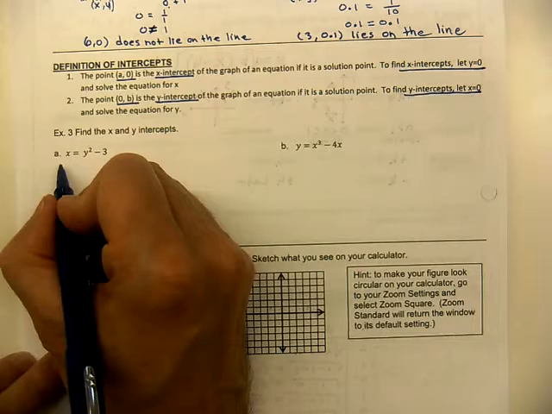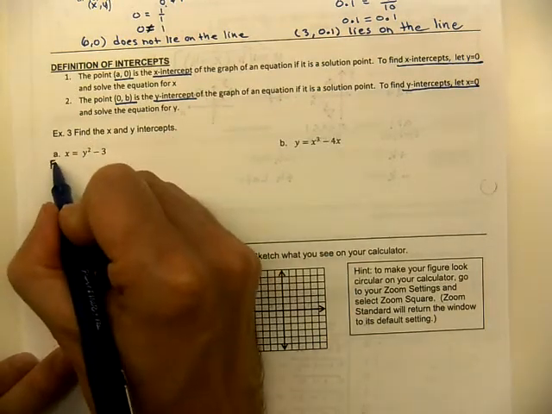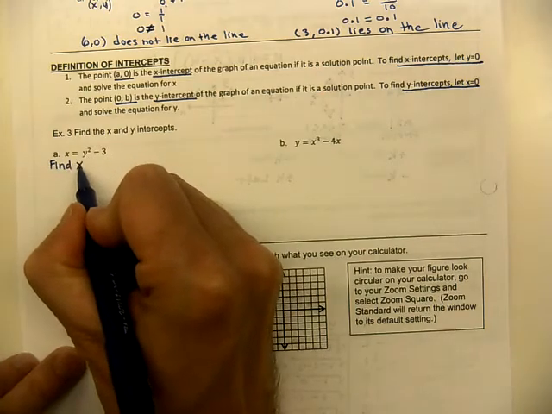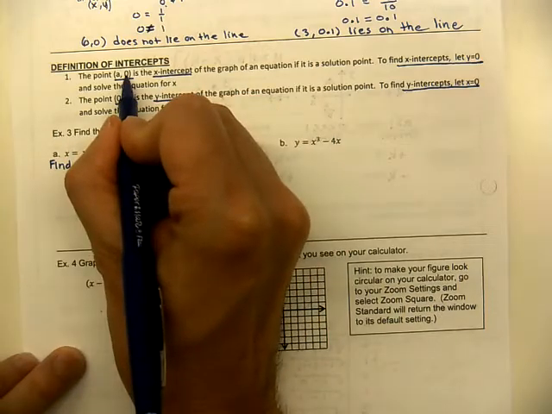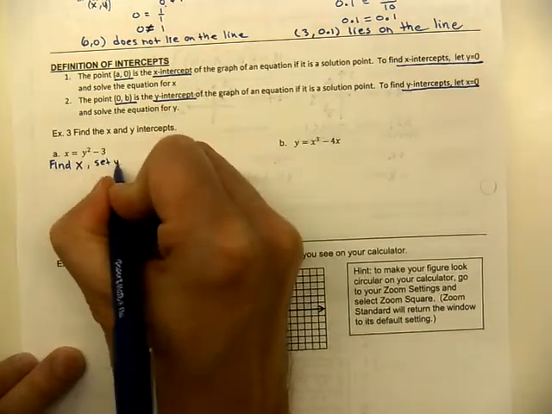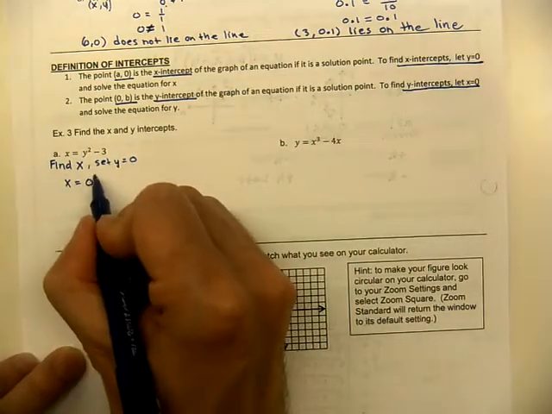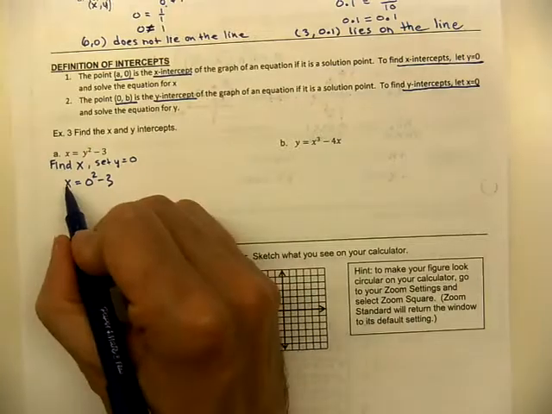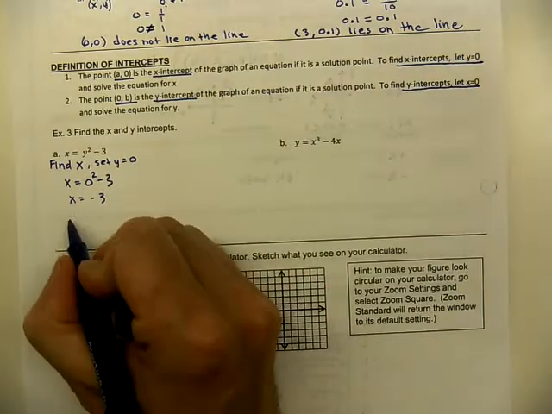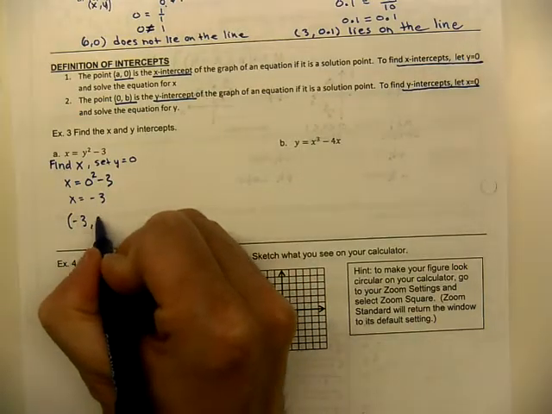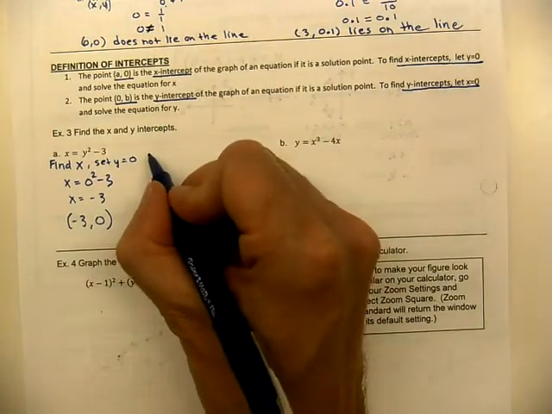Here's example 3. We have x equals y squared minus 3. So if I want to find the x, that's what we're doing right here. I want to find the x-intercept. That means my y-coordinate has to be 0. So set y equal to 0. So I have x on the left equals y squared, plug in a 0, 0 squared minus 3. We're going to solve for x, and we get an answer of negative 3. Now write your answer as an ordered pair, because what we're saying is when x is negative 3, y is 0. Let's now find the y-intercept.